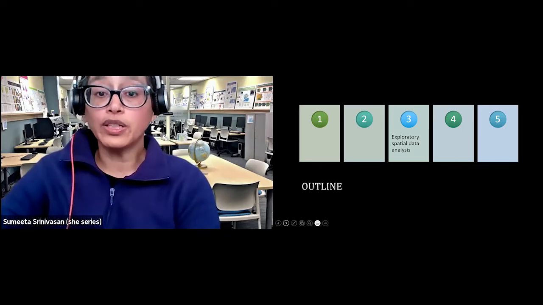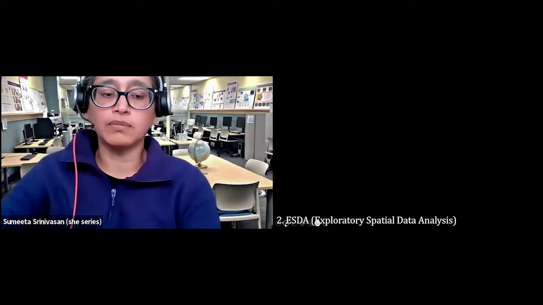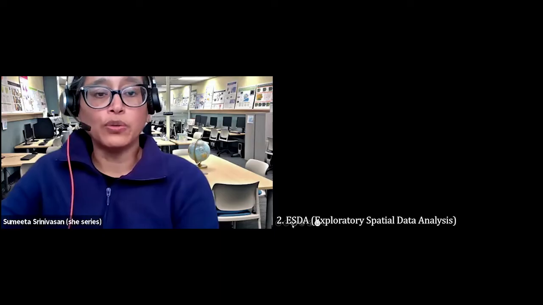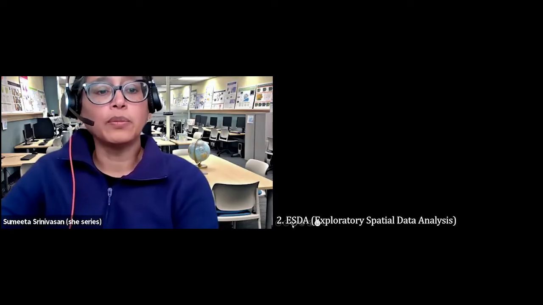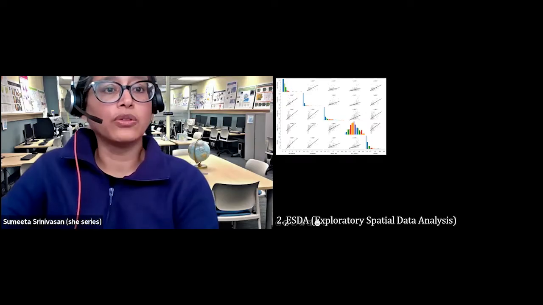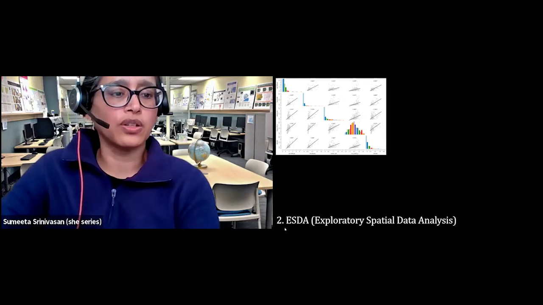So what does exploratory spatial data analysis involve? We just started to do that with looking at the movement of baseball players' birthplaces over the country over time, but you could also do it by looking at the standard sort of scatter plots, right? We're looking at how several of these variables are correlated.